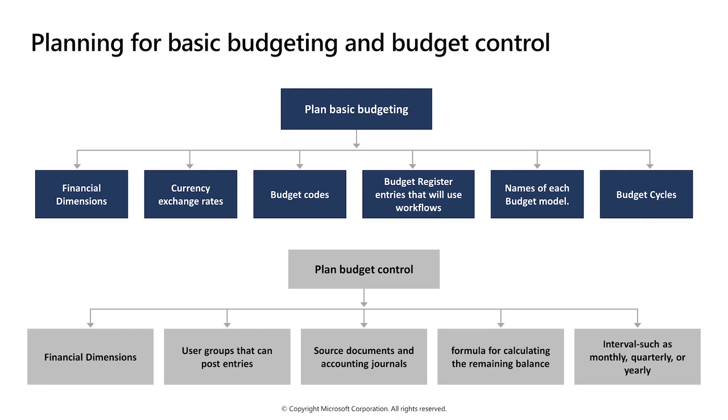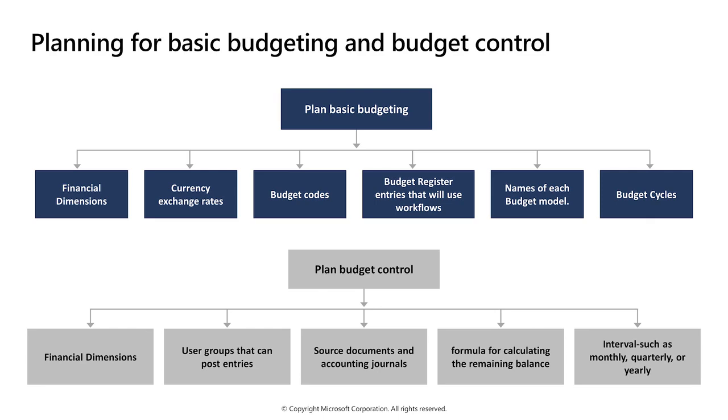Now, let's understand plan budget control. If we use budget control, compile information in addition to the information in the plan basic budget topic: financial dimensions that should be included in the budget control rows; a group that can post entries that exceed the remaining balance for a budget; the source document and accounting journal that should be enabled for budget control; and the financial dimension and account that must have a budget threshold, and what the threshold will be.